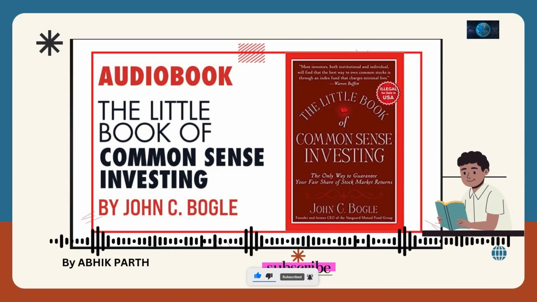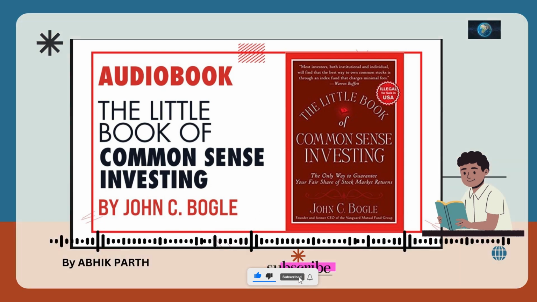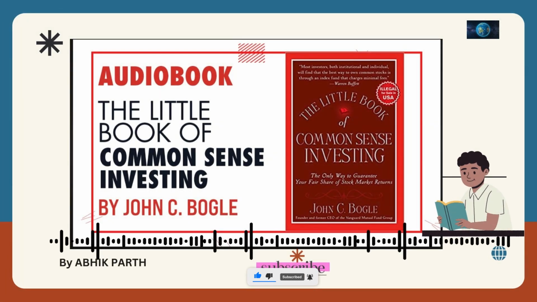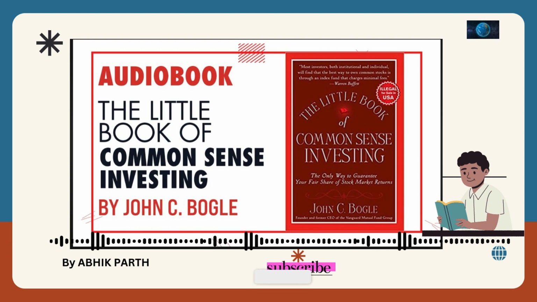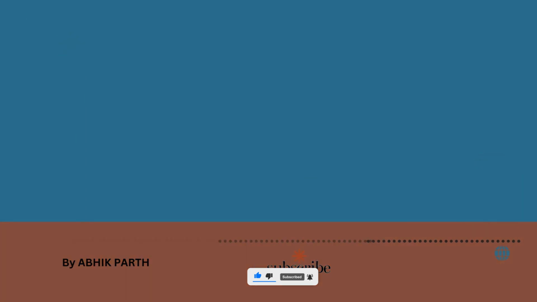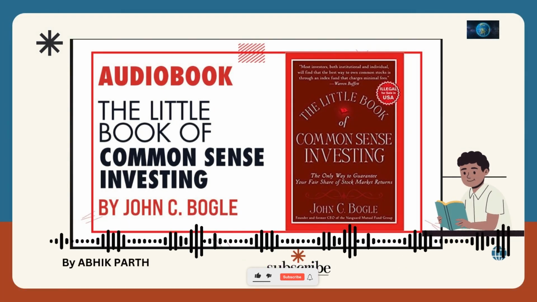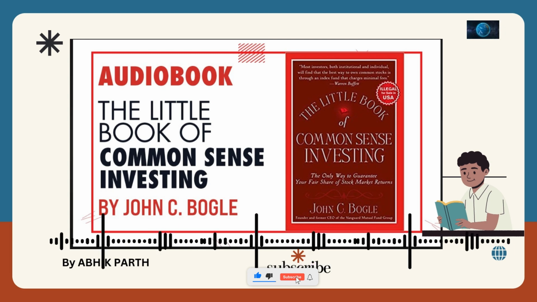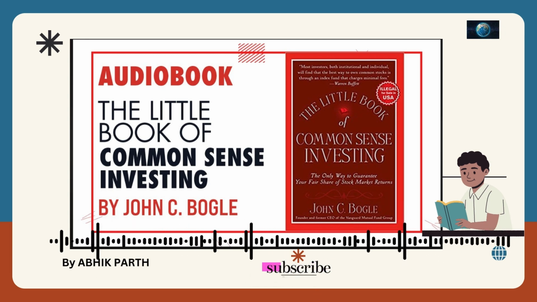What should you do? Here are 3 simple actions you can take to embrace the power of indexing. 1. Choose a diversified index fund. Look for options like the S&P 500, Nifty 50, or other broad market funds. 2. Focus on low costs. The lower the expense ratio, the more of your money stays invested. 3. Stay the course. Don't panic during market downturns. Long-term patience is the key to success.